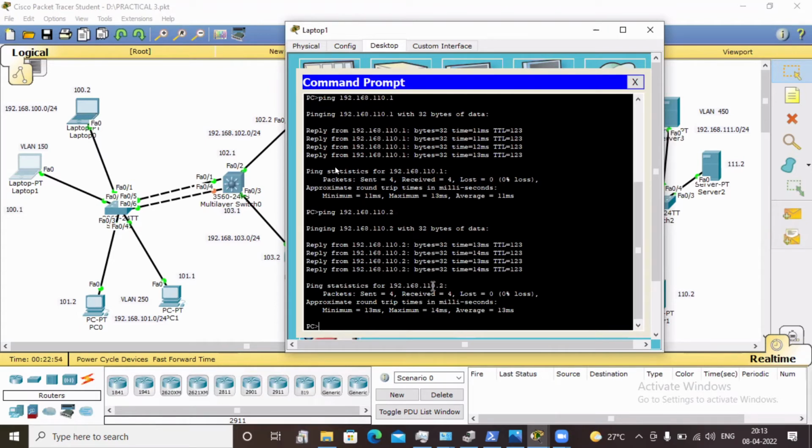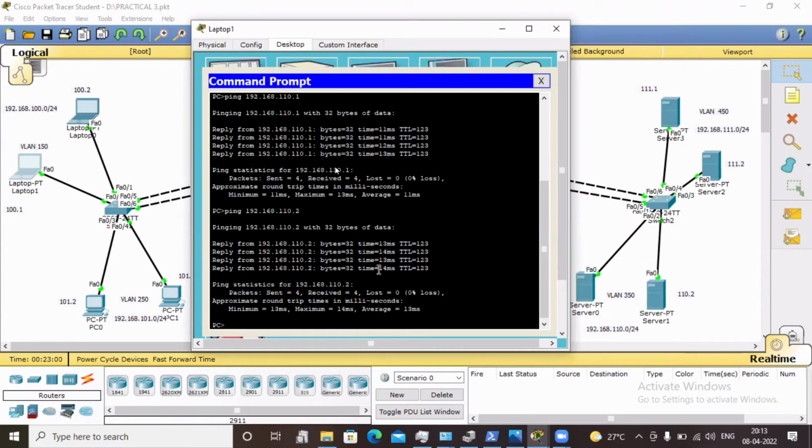It should be blocked. I'm seeing reply over here. Just scroll up. No, sir. This is VLAN 350, sir. He's pinging from the VLAN 150 to VLAN 350. So it's 350, it will be blocked, sir. No, no, no. Just scroll up a little bit.